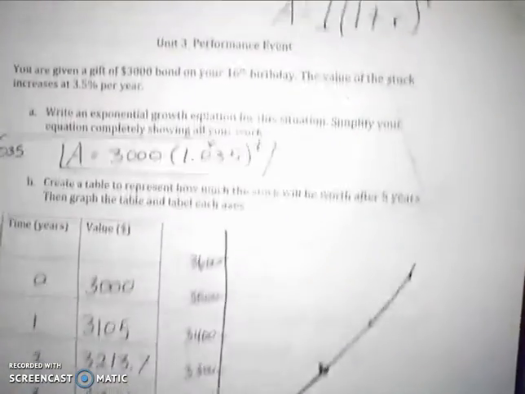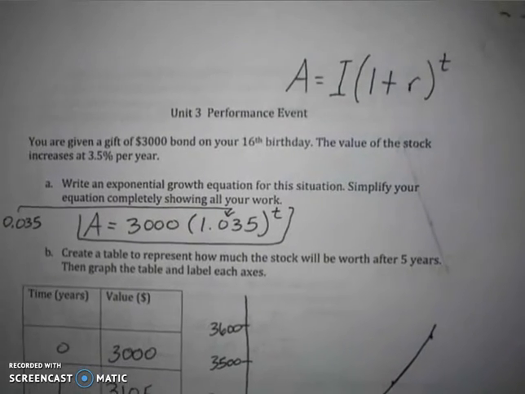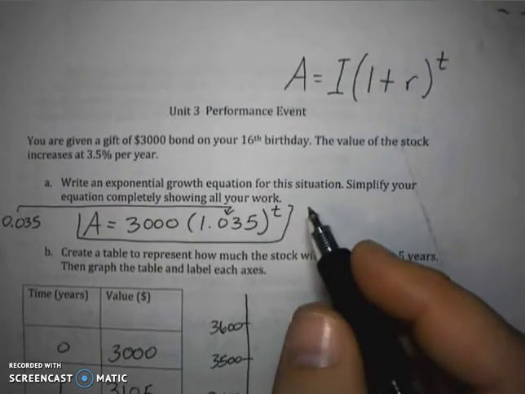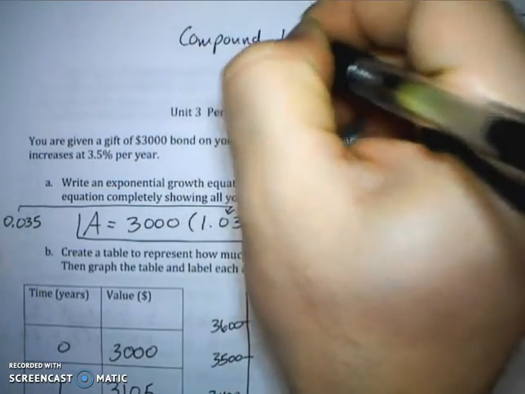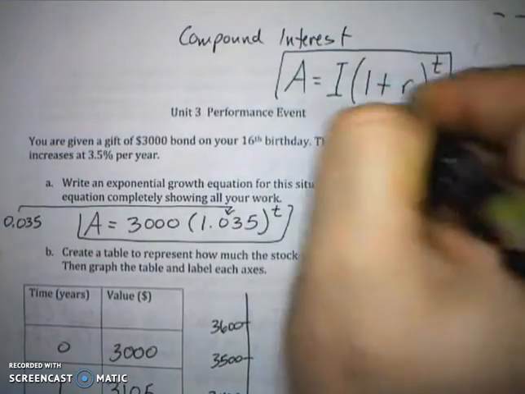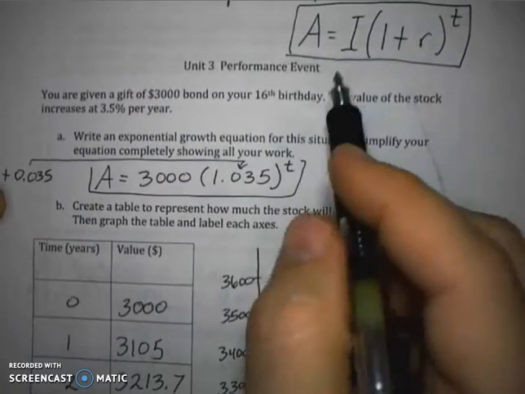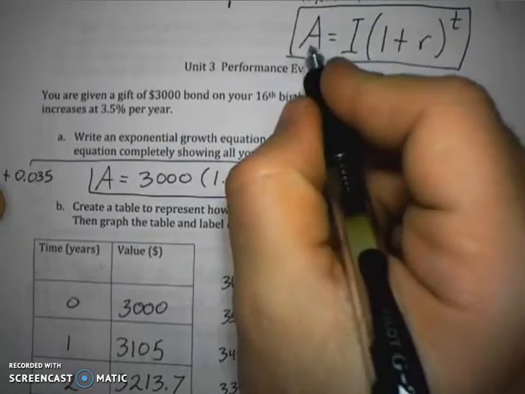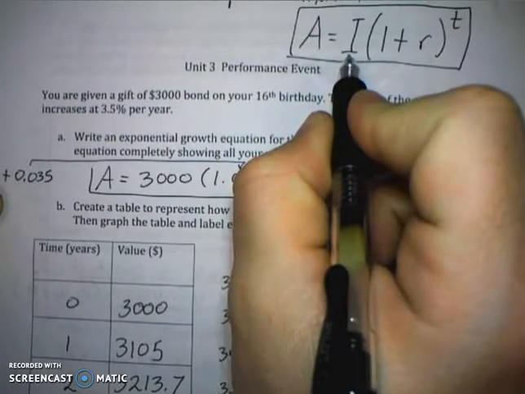Okay. And then our final page here, the performance task or performance event. This is a compound interest formula. Okay, and I will give you this on the test. You don't have to have it memorized. I will give you this to use on the test. But you do need to know what these things mean. A is always the amount of money in the account. I is the investment.